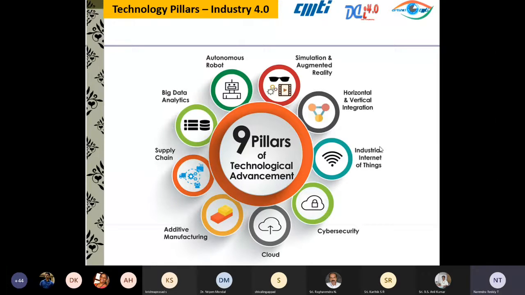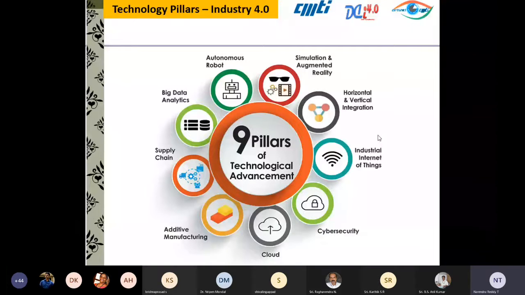Then industrial Internet of Things. Earlier, IoT was already there. Now, industry wanted devices that can be adapted to industrial environments. That is the industrial Internet of Things connected for Industry 4.0. The same IoT devices or sensors, like temperature and pressure, that you use for household applications, if you can make them work in industry, we call it industrial Internet of Things.